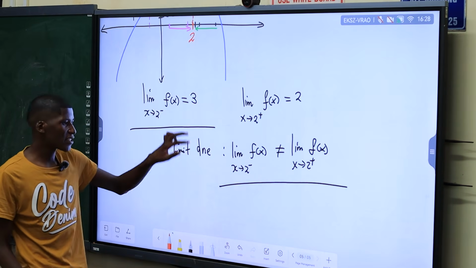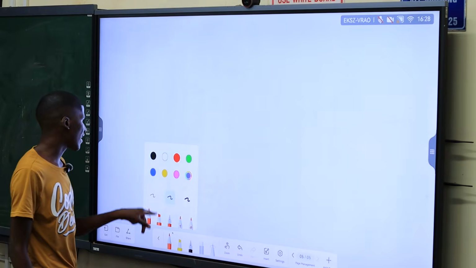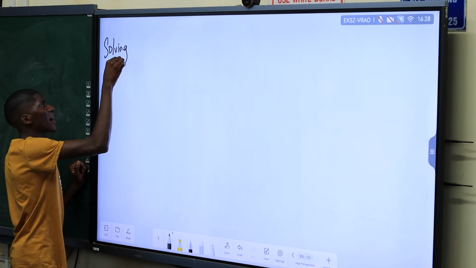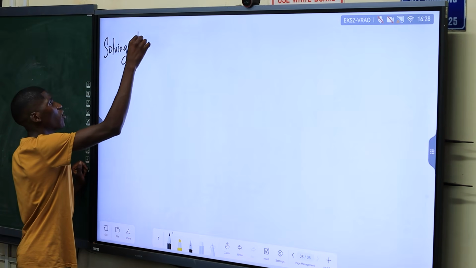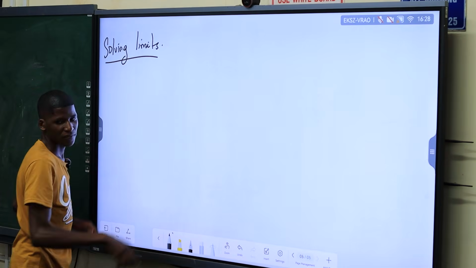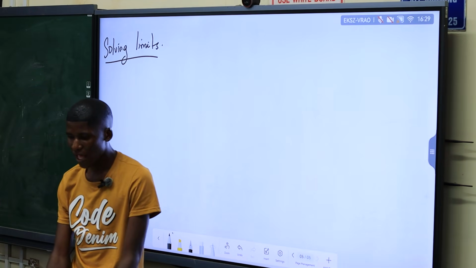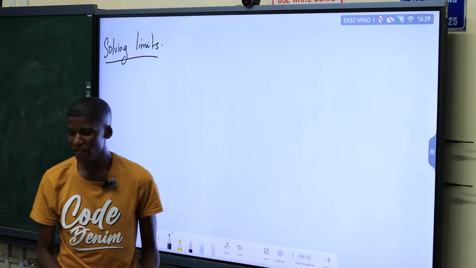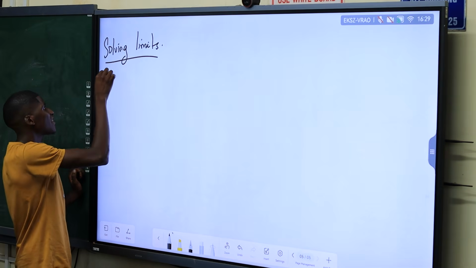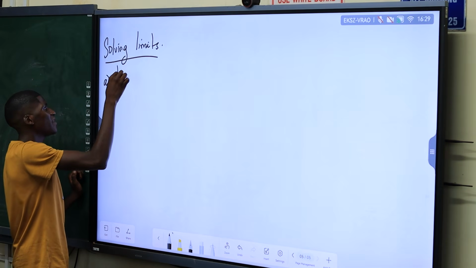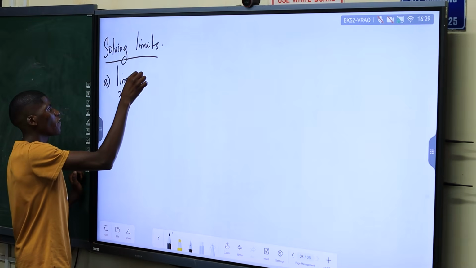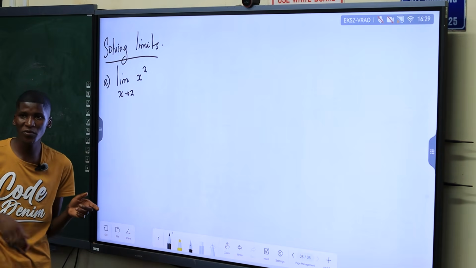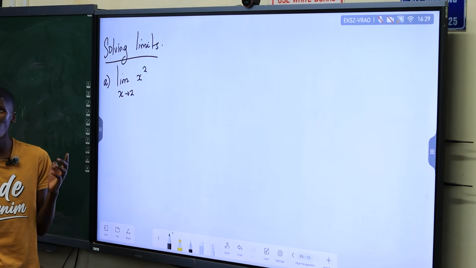So now at this point, you need to be able to do everything algebraically, not just from the graph. So let's solve limits. That's your tutorial. If we solve a limit, let's start with this elementary example: the limit as x approaches 2 of x squared.